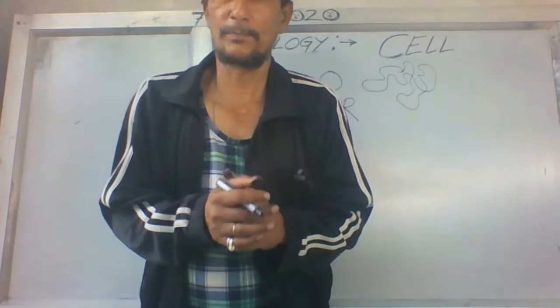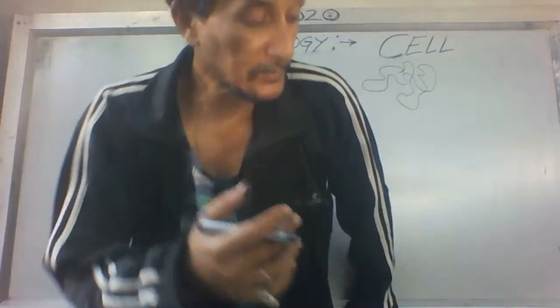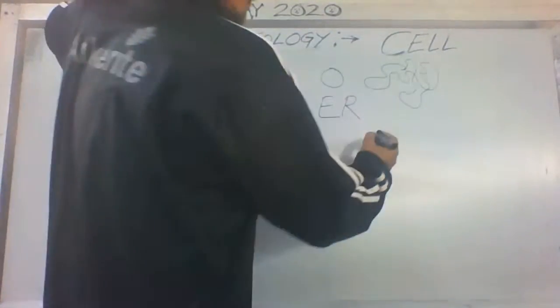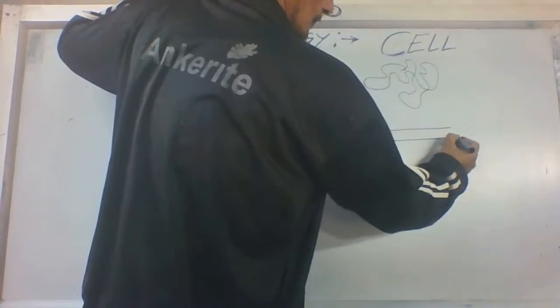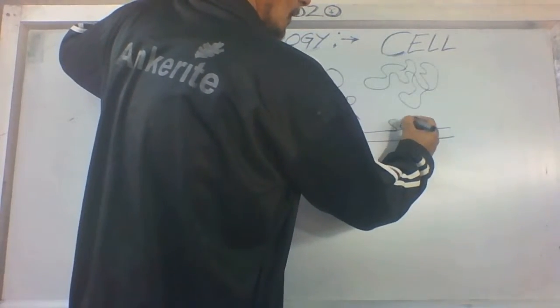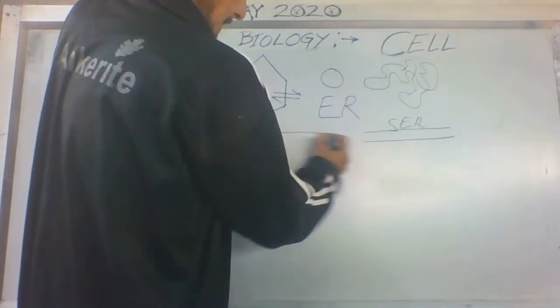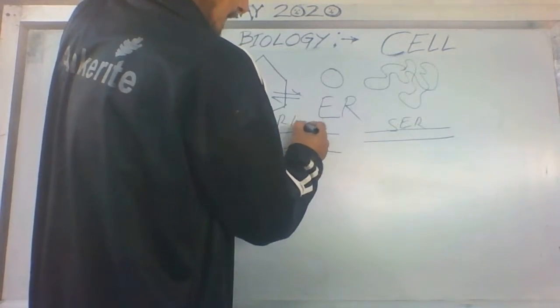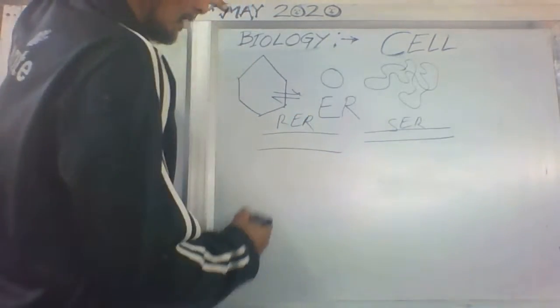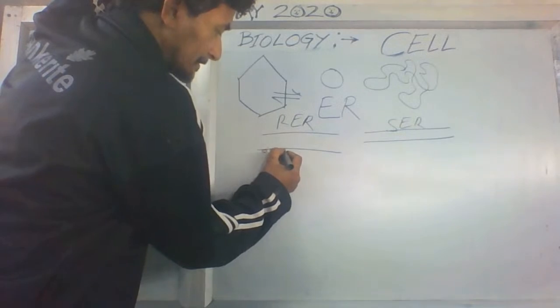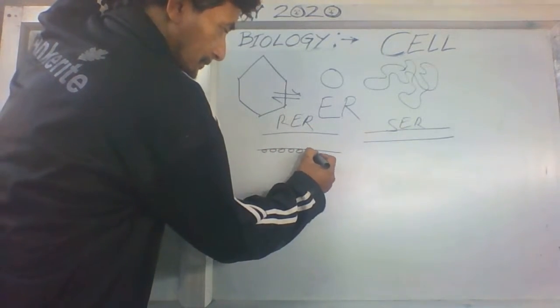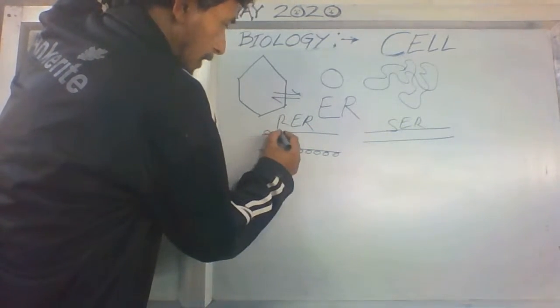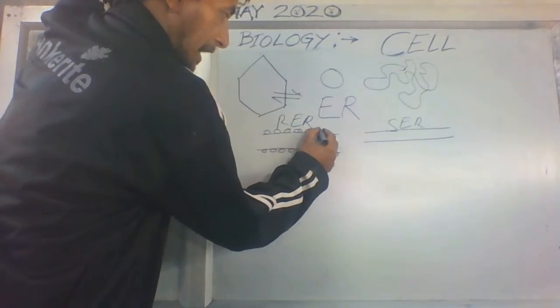What does RER, the rough endoplasmic reticulum, look like? If this is a surface, this is the smooth endoplasmic reticulum, and this is the rough endoplasmic reticulum. It means on its surface small round-shaped structures are seen.